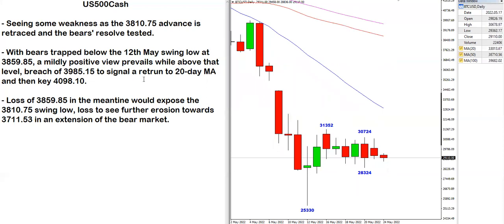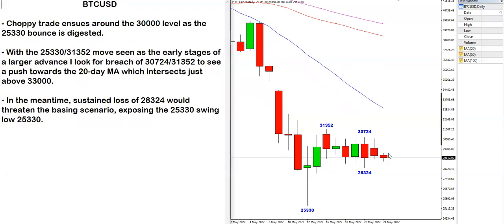Finally, onto Bitcoin. Still really not seeing a whole lot of action. It's just chopping around the 30,000 level. Very, very boring action if you're looking for typical crypto action. We're not seeing too much of that. We're stuck in a bit of a range, 28.324 up to 31.352, or even lower down, 37.24.